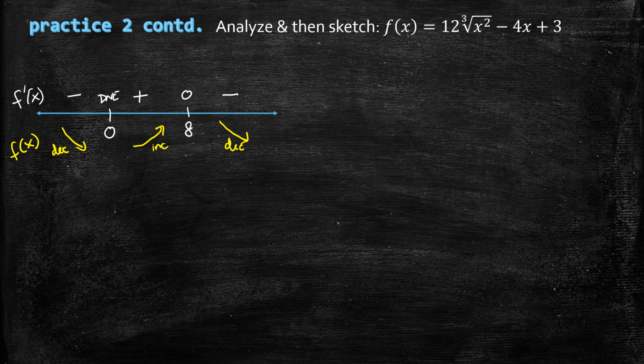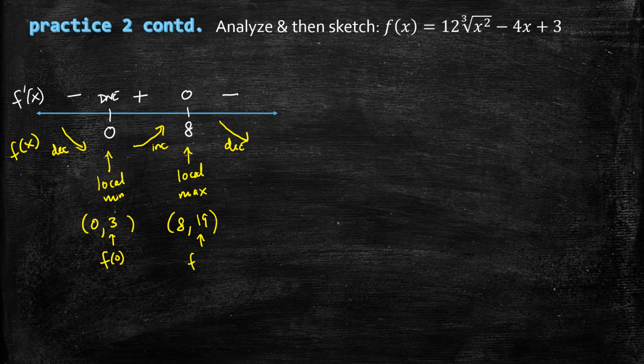We also know by the first derivative test that this must be a local min at x equals 0. If we plug 0 into the function, we can also get the y coordinate while we're at it. And we also know, because of the behavior of f prime on either side, that we have a local max at 8, and if you plug 8 into the function, you'll get 19. So that's f of 8, the original function, remember, not the derivative.